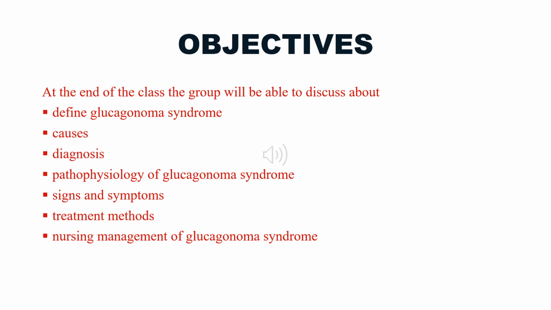So, objectives. At the end of the class we will be able to see what Glucagonoma Syndrome is, the causes, diagnosis, pathophysiology, signs and symptoms, treatment methods and nursing management of Glucagonoma Syndrome.